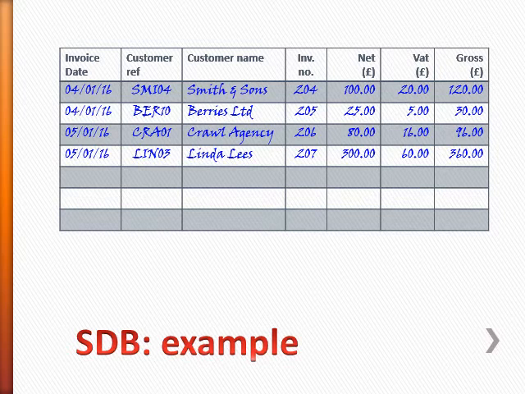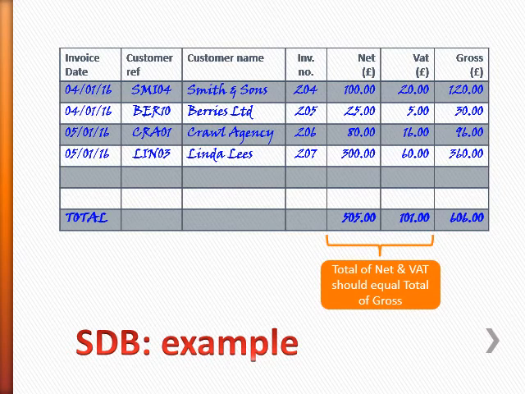At the end of a period, whether that's a day, a week, a month, we would calculate the total of our net, VAT and gross columns. Now, the time period over which we decide to calculate our totals will vary between different businesses. So for some businesses we might only need to do it on a monthly basis, whereas others might want it to be done daily.